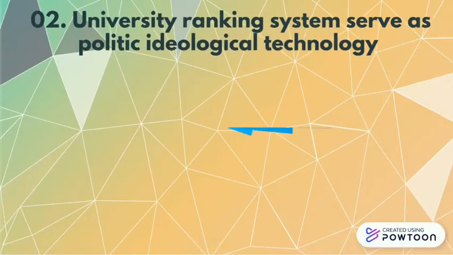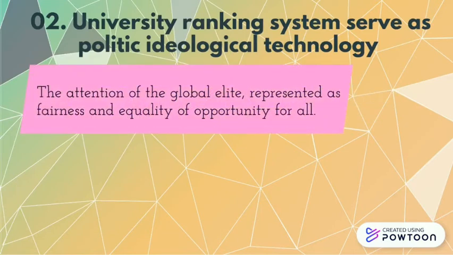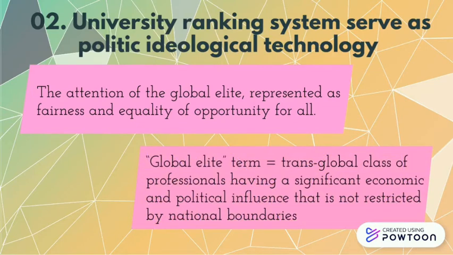Secondly, university ranking systems serve as a political ideological technology. The attention of the global elite is represented as fairness and equality of opportunity for all. The term global elite means a trans-global class of professionals having significant economic and political influence that is not restricted.